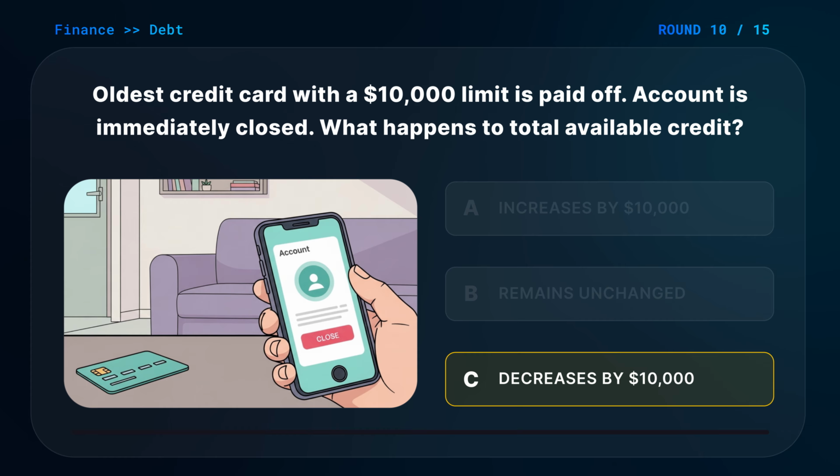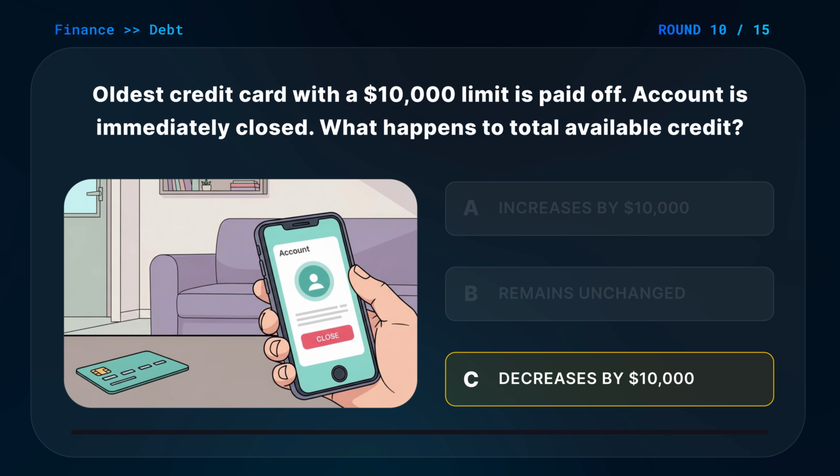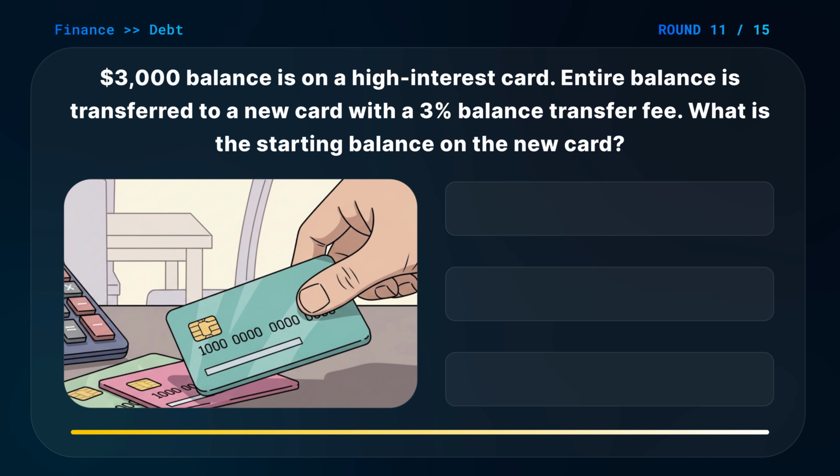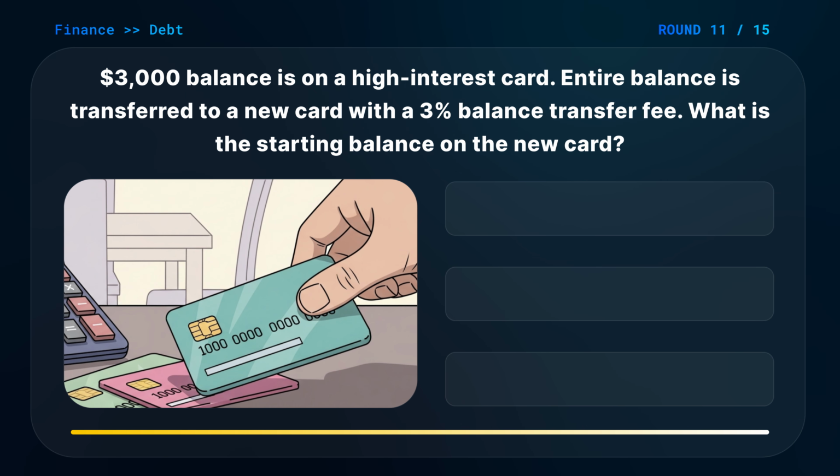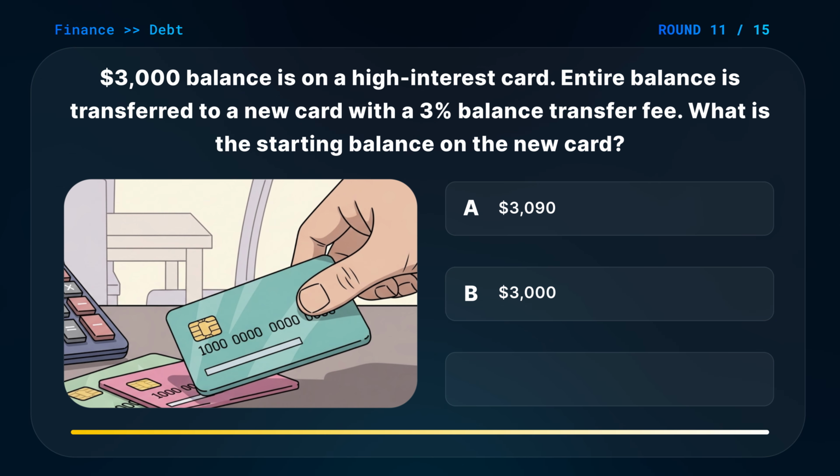The answer is C. Closing a credit account removes its credit limit from your total available credit across all accounts. All right, next. You have a $3,000 balance on a credit card with a high interest rate. You transfer this entire balance to a new card that charges a 3% balance transfer fee. What is the starting balance on the new card? A. $3,090, B. $3,000, or C. $2,910.